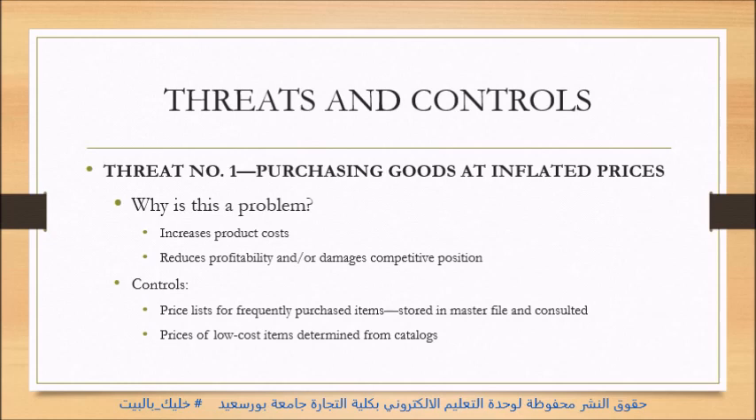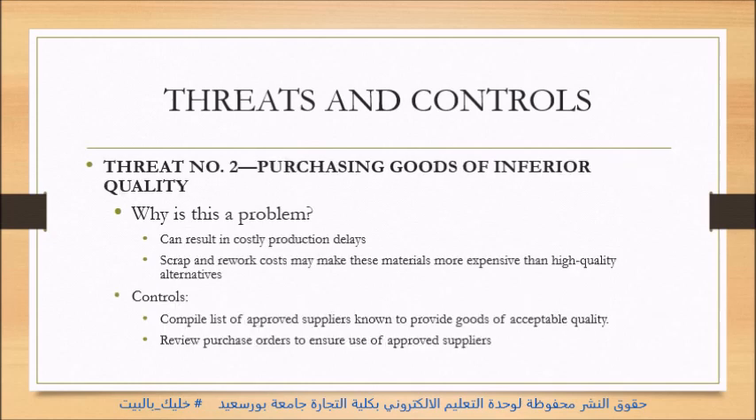In attempting to obtain the lowest possible prices, another threat is purchasing inferior quality products. So the second threat is purchasing goods of inferior quality. Substandard products can result in costly production delays. Moreover, the cost of scrap and rework often results in higher total production costs than if higher quality, more expensive materials had been initially purchased. One best practice is to establish a list of approved suppliers known to provide goods of acceptable quality.